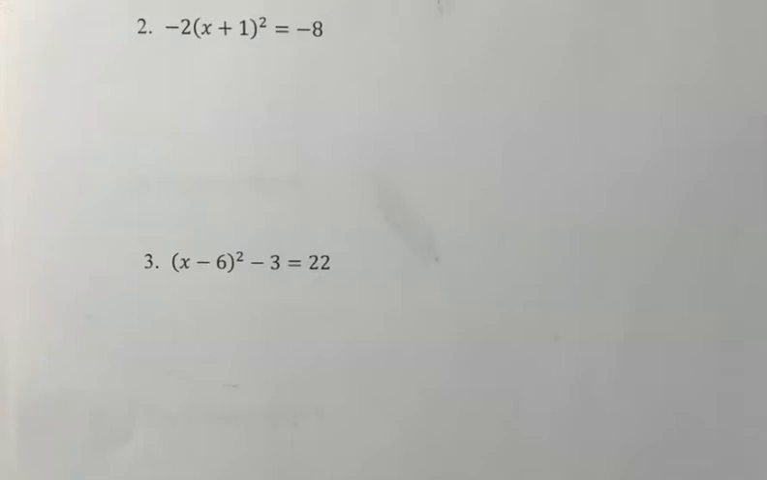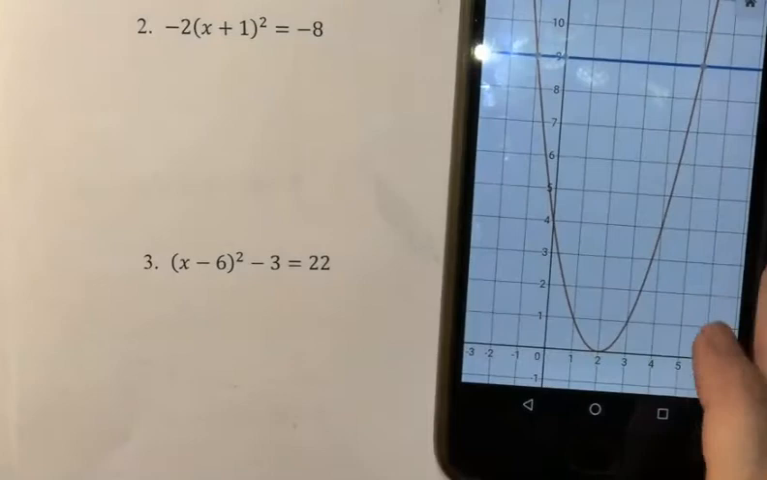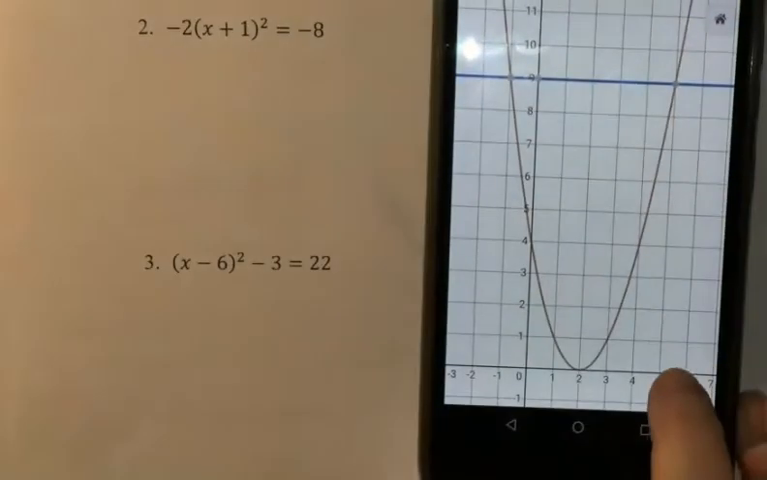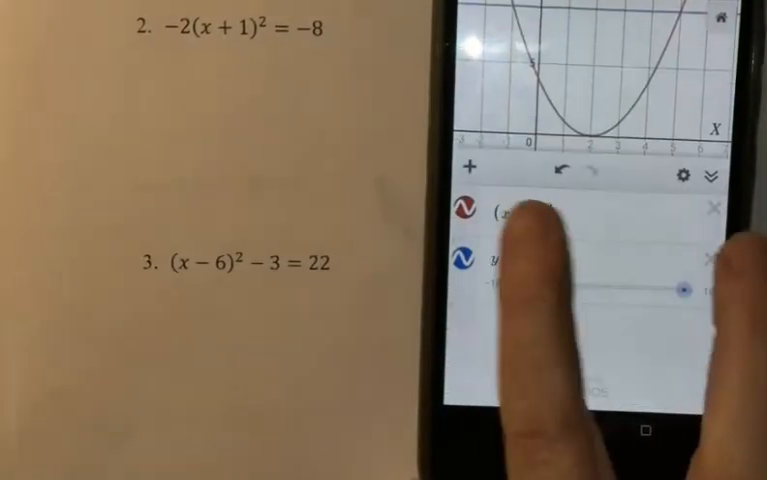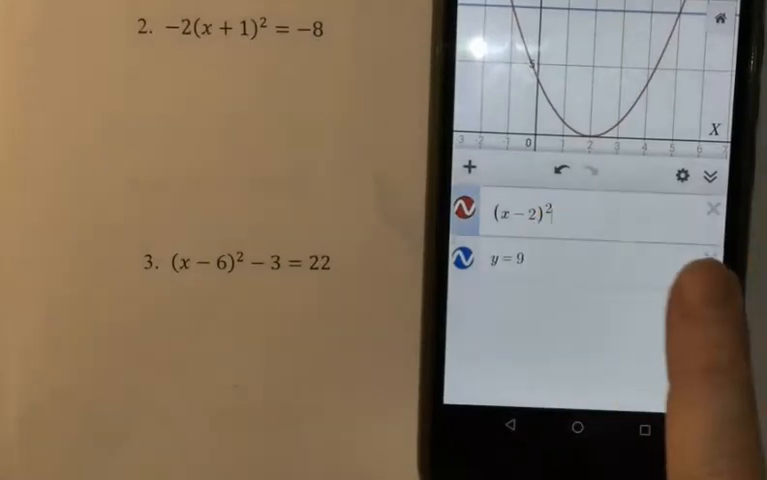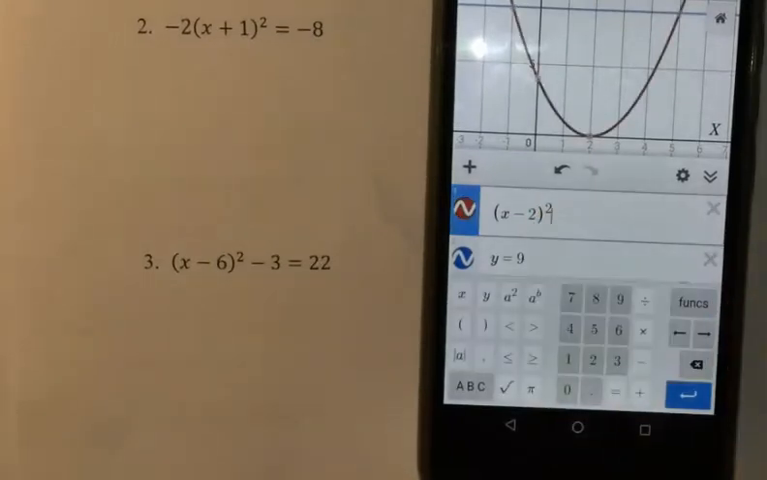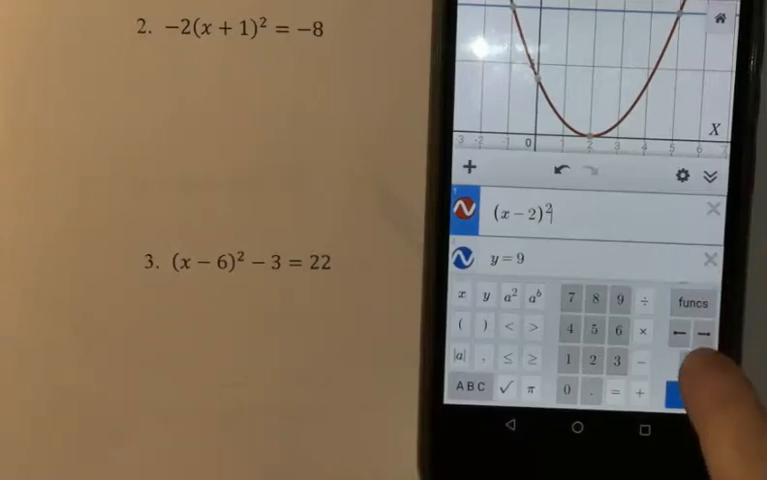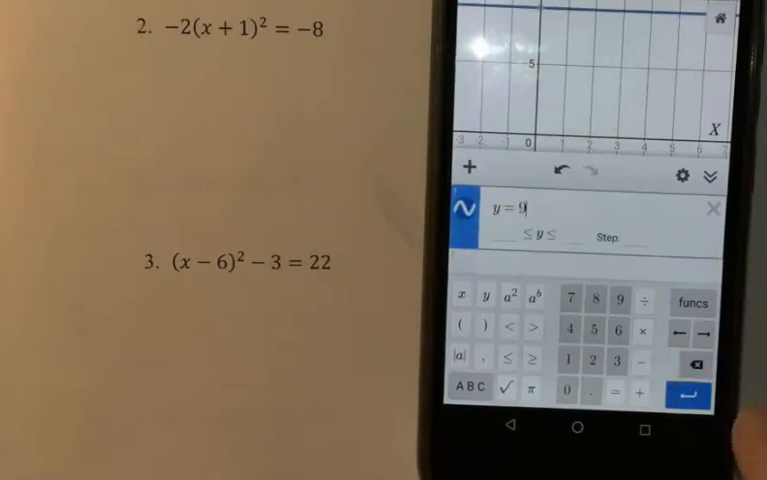Question 2. This time we have negative 2 multiplied by the quantity x plus 1 squared is equal to negative 8. So the first thing we're going to do is type this into our Desmos calculator. So if you'll click on this little double arrow, that'll bring your equation, your y equals basically. You're going to put in your left and your right side. So I'm going to go back and just delete this. And I'm going to put my negative 2 first.